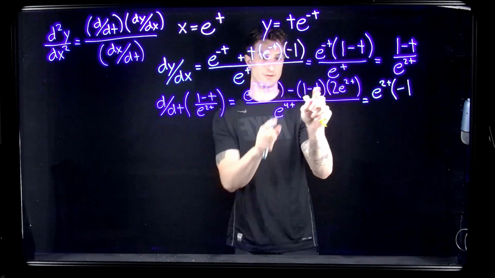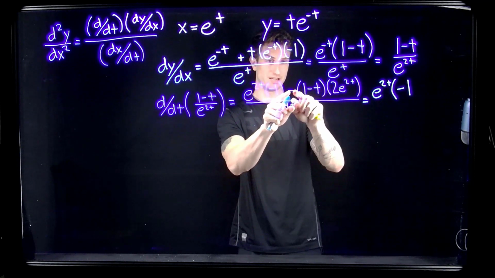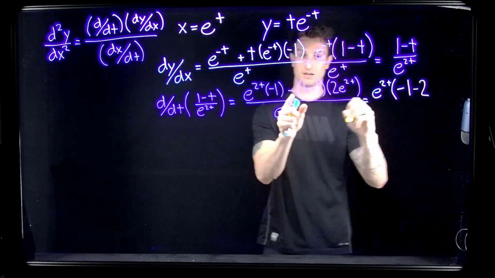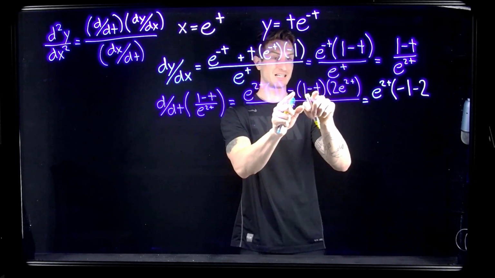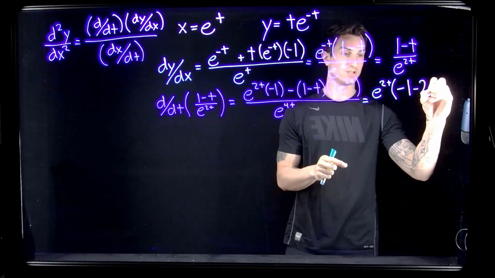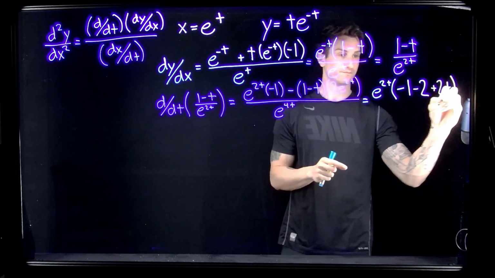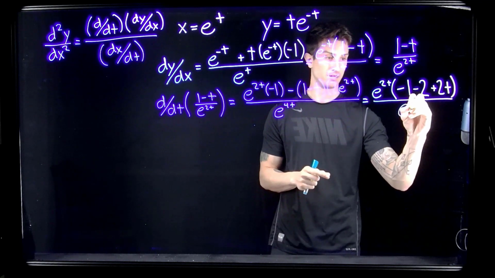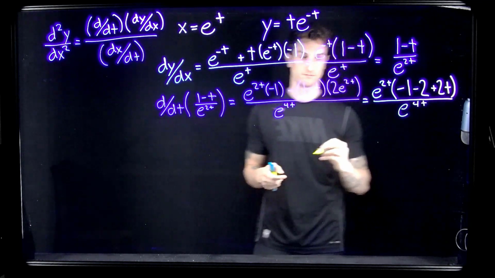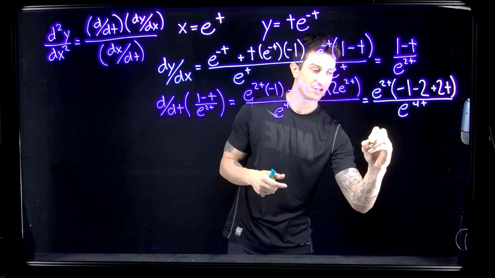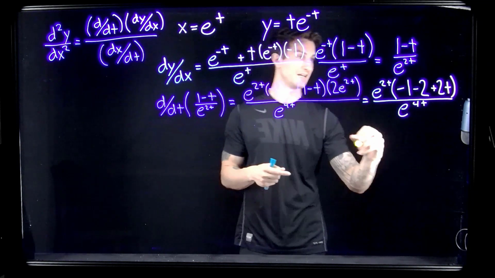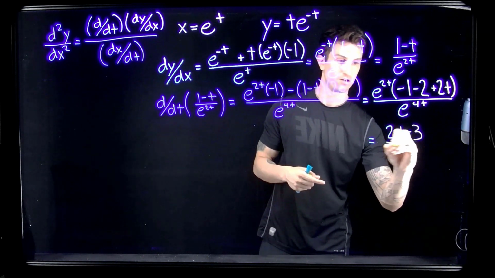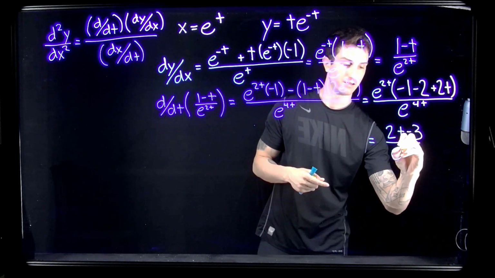And we need to be careful, right? Because there's a negative and there's a 2. So negative times 1 times 2, negative 2, negative times negative t, positive t times 2, plus 2t, all over e to the 4t. All right, so we'll write this last piece here because this simplifies, right? These will cancel out. So we have 2t minus 3 all over e to the 2t.